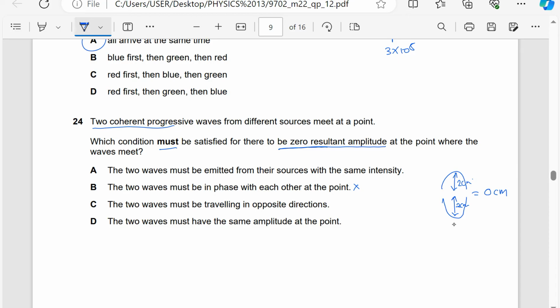The two waves must be traveling in opposite directions. Even if they travel in opposite directions, as long as they have different amplitudes, it doesn't give zero displacement. The two waves must have the same amplitude at that point. So when they meet at a point, to give zero amplitude, according to the principle of superposition, they should have the same amplitude, so that if a crest meets with a trough at that point, yet the amplitude is the same, they totally cancel out.